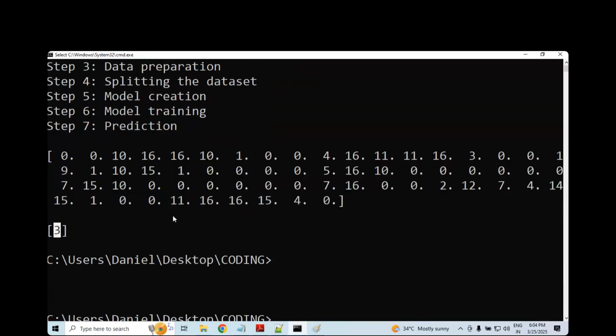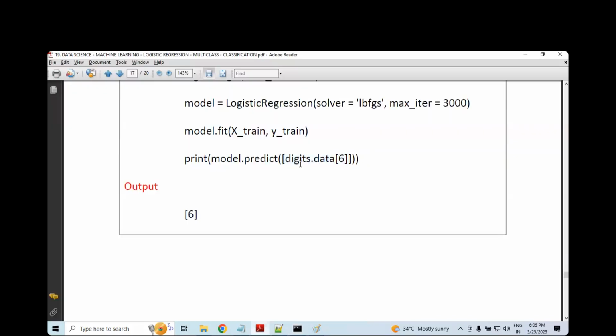Did you understand or not, sir? So ensure that. But in our document, intentionally, digits dot data of 6 means we already know the number is a 6. Now I am cross verifying whether it is really doing the right prediction or not. If you want, you can use a grayscale image and visualize the image also to get more clarity.